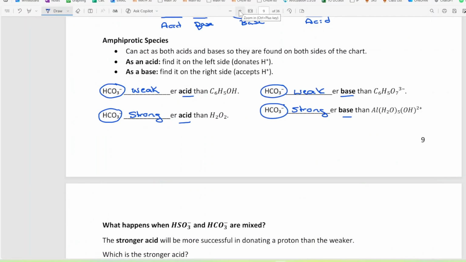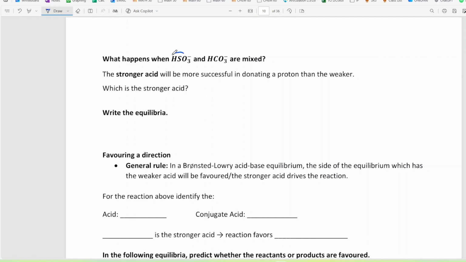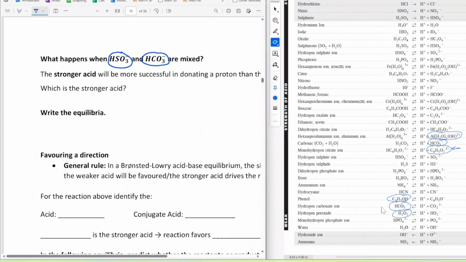Awesome. So this brings us to the question of, what if we did that reaction in reverse? What if I mixed these two amphiprotic species, these two species that could act as acids and bases? How do I know which one is going to be successful in donating the proton? Well, you just have to ask yourself, which is the stronger acid? What we're going to do is look for them both on the left-hand side. We already have HCO3 minus down here, and HSO3 minus is up here. The HSO3 minus is the stronger acid, so it's going to act as the acid.